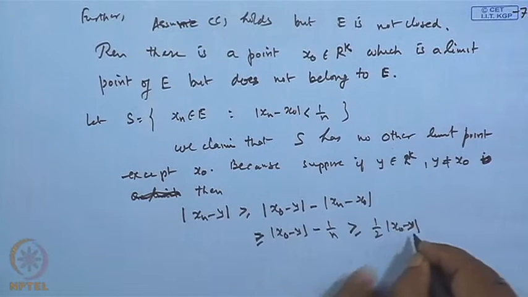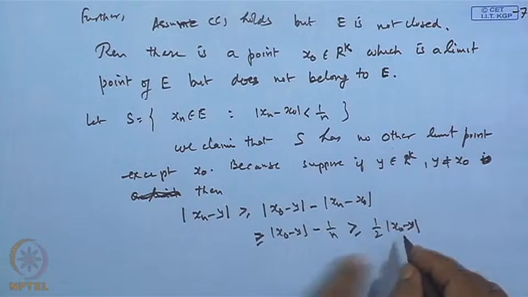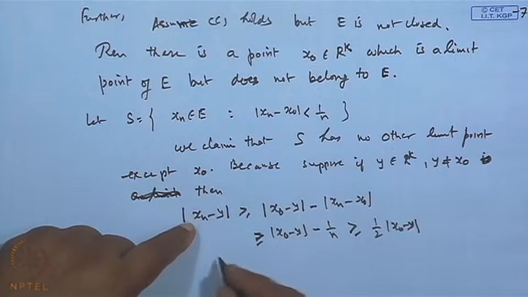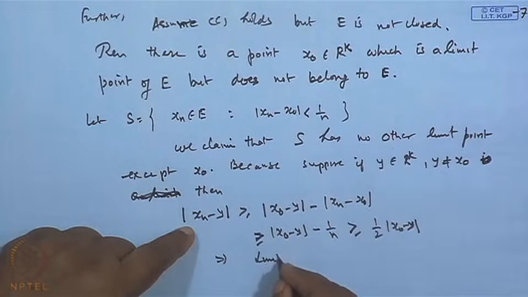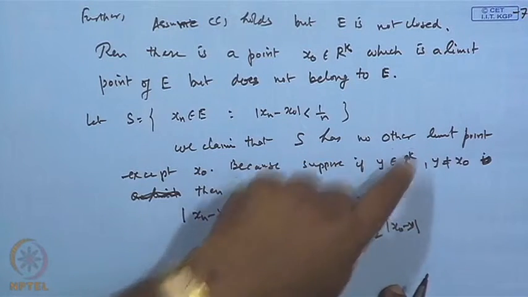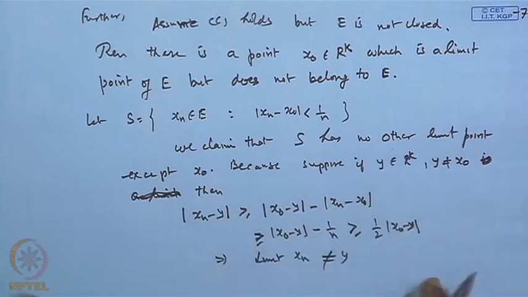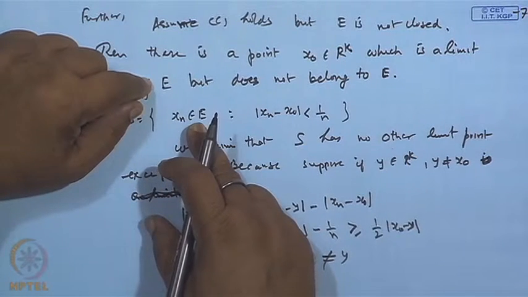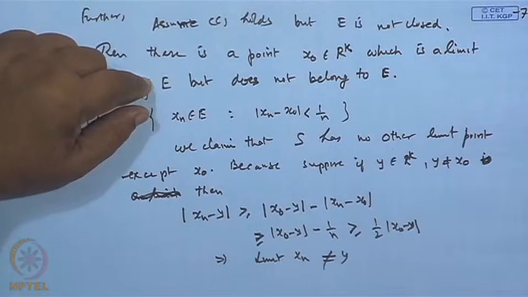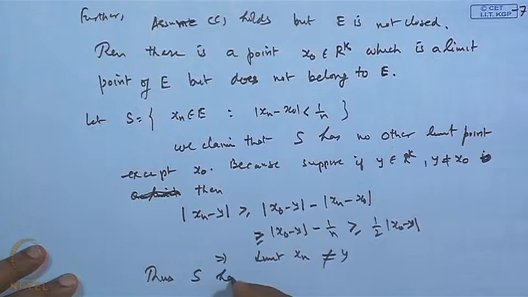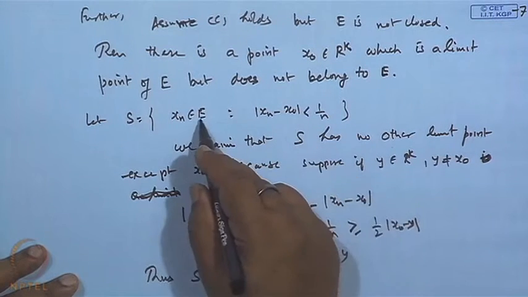Now, y and x naught are different, so this is a fixed positive number. It means that as n tends to infinity, x n does not go to y. So, this implies the limit of x n is not y. So, it cannot have a point other than x naught as a limit point, but x naught is a point which does not belong to our set E. So, y is not a limit point of any, thus S has no limit point in E, because x naught is not in E.